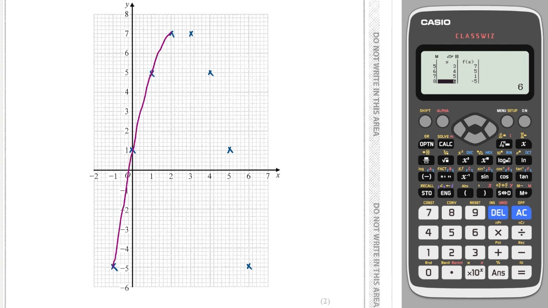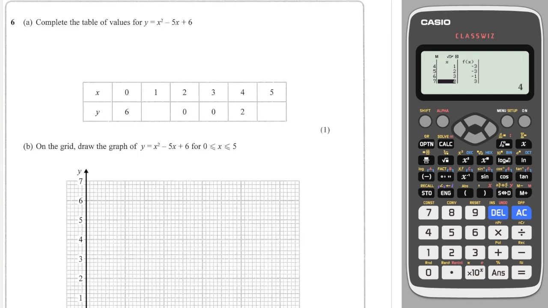And here's a top tip. Don't draw a flat line across. Okay, it's a quadratic. It's always curved. So it's going to come up a bit higher and then come down like this. So make sure you don't draw a straight line across. Otherwise, you will lose a mark.